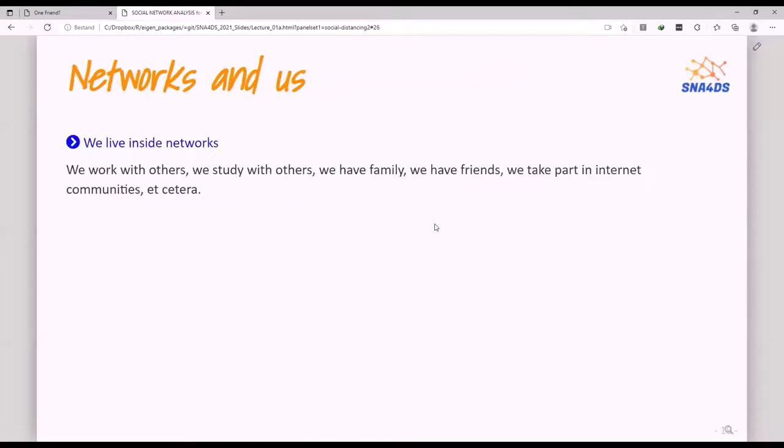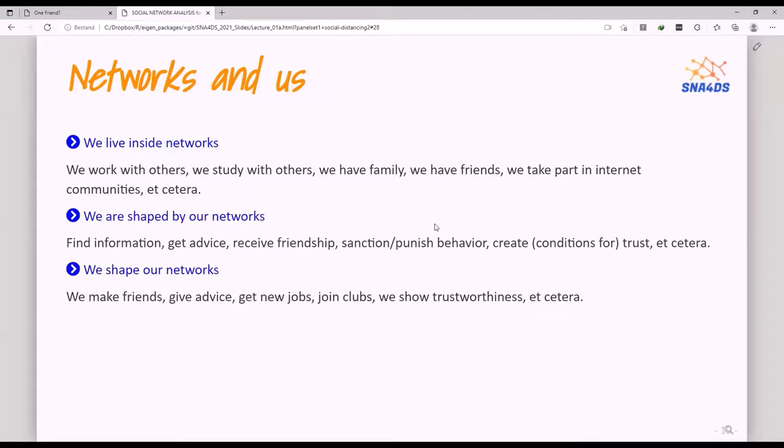Okay, so I think by now you've probably realized that networks are pretty important, and it's something that we cannot escape. We live inside networks. We're also shaped by networks because we are inside networks. So people influence us, right? You get advice, you receive friendships, or people may get angry with you, and then your whole day is ruined because someone shouted at you. Your emotional state is affected, but also whether you can get a job or not, whether you get a promotion or not, or whether you can get a particular piece of advice, or start a new business or whatever. That's very much shaped by the network that you're part of.